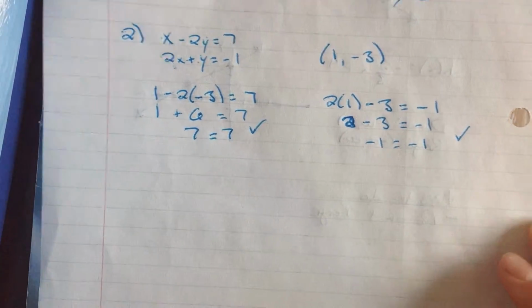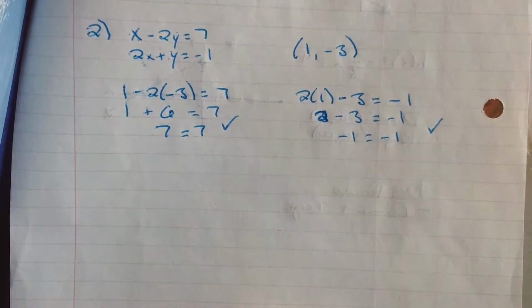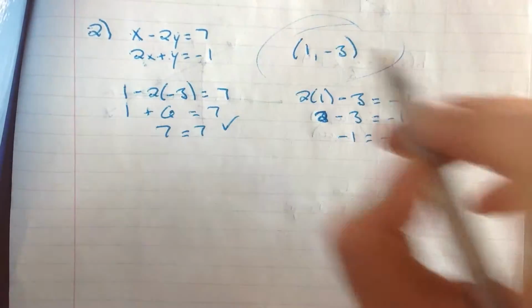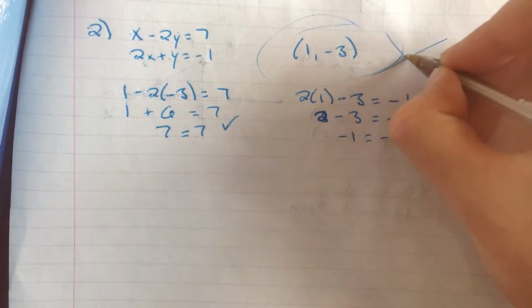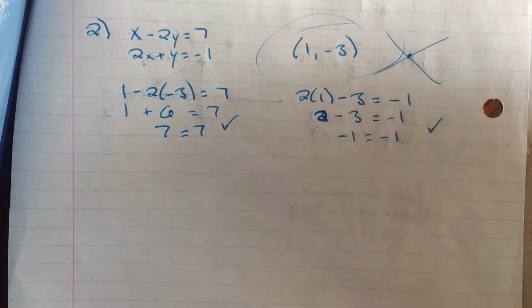Yes. So in this case, this point plugs into both equations and is a true statement. That means this point on a graph is the place where these two lines cross. So this would be a solution to the linear system.